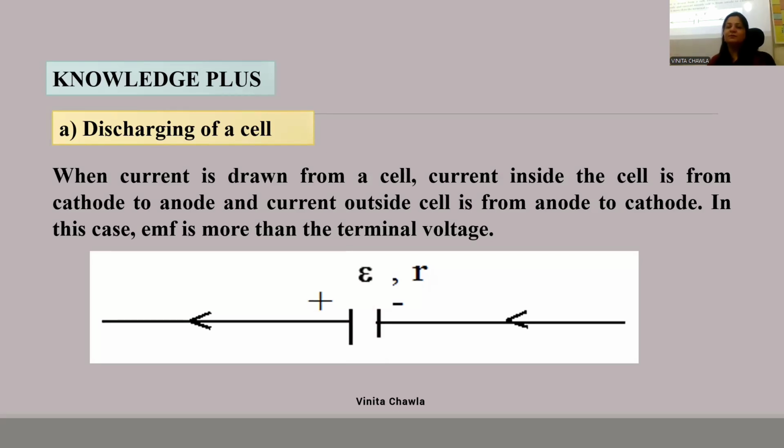Here you can see discharging of a cell is taking place. Okay, current is moving from positive to negative. है ना, करंट पॉजिटिव से निकल रहा है और नेगेटिव में एंटर कर रहा है. This is discharging of a cell.